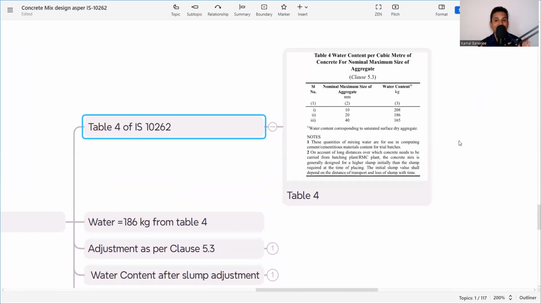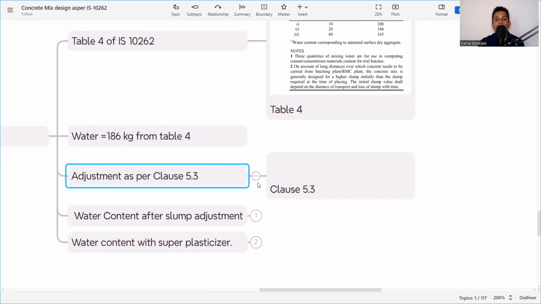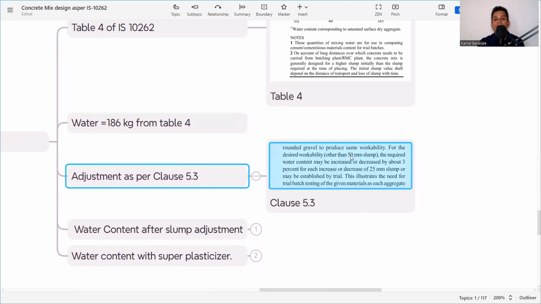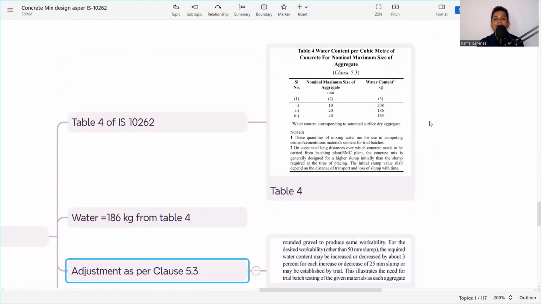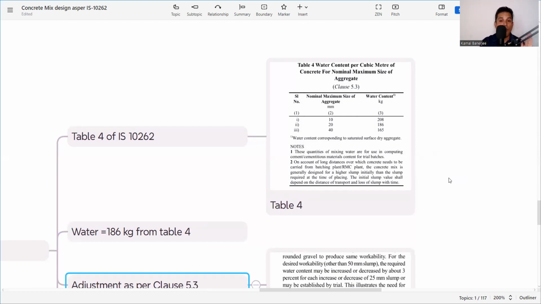But it is not finalized yet. We need to correct that one. We need to know the adjustment as per clause 5.3. Clause 5.3 mentions that this value is for a 50 slump. That means if my slump is 50, it will be accepted, and we will choose 186 kg per cubic meter of water, if my aggregate is 20 and my slump is 50.